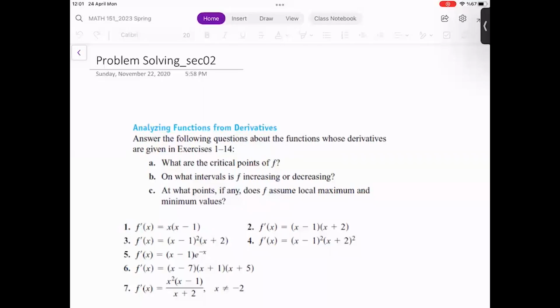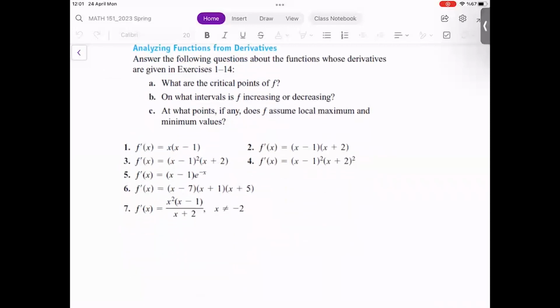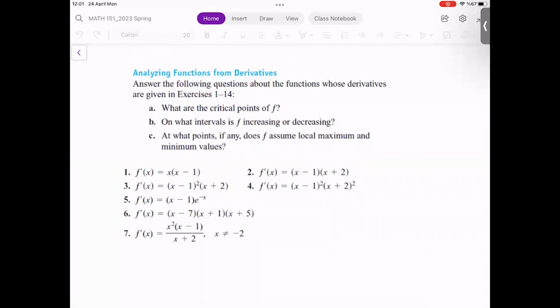Hi everyone, this is week 7 and this week we will cover how to find increasing, decreasing intervals, how to find concave up-down intervals. Then we will talk about how to sketch the graphs of functions, and finally in the second part I will cover L'Hopital's rule and how to apply it for indeterminate forms. Okay, so let's start with the first example.